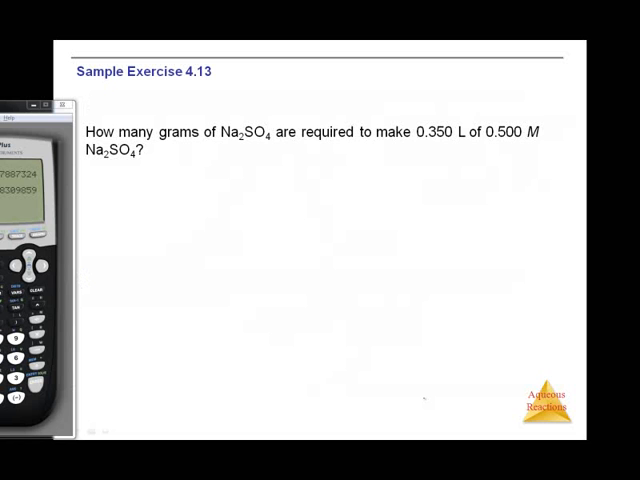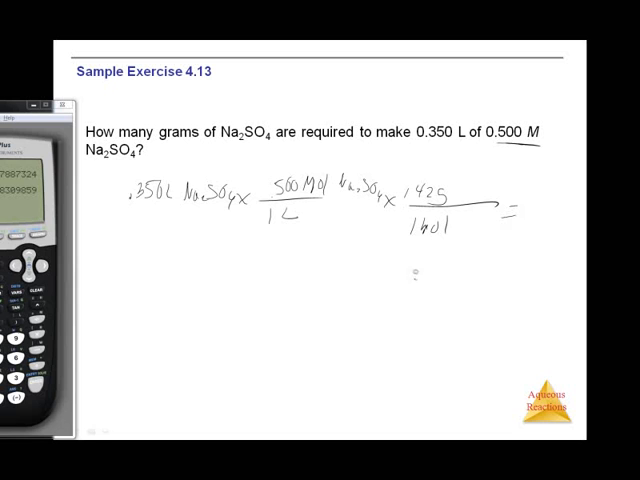Alright, how many grams of sodium sulfate are required to make 0.35 liters of 0.5 molar sodium sulfate? So there's a couple ways, different ways you could do this, but I'm going to start with my 0.350 liters of sodium sulfate. Okay? What I know based on the molarity, because it's 0.5 molar, is that in 1 liter there are 0.500 moles of sodium sulfate, right? And in 1 mole of sodium sulfate there are going to be 142 grams. So if I multiply this out, I'm going to get 24.9 grams. 3 sig figs, right?